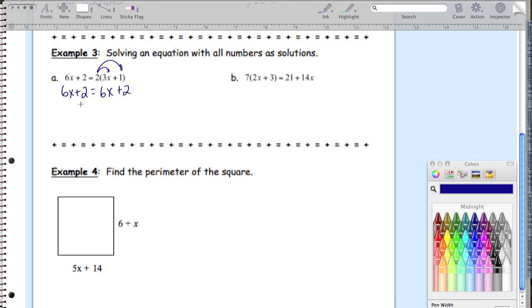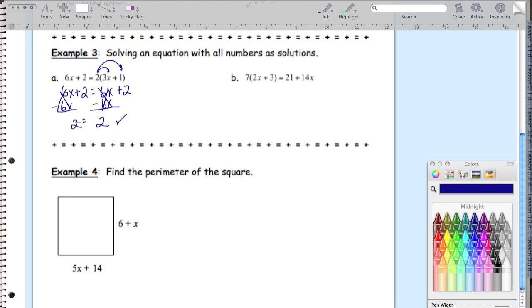Again, though, if you didn't recognize that, for some reason, we would go ahead and get our variables on the same side. So just like before, we're going to subtract 6x. Those cancel, 2 comes down. Those cancel, 2 comes down. Now here, 2 does equal 2. So it's true. And we don't have a variable.